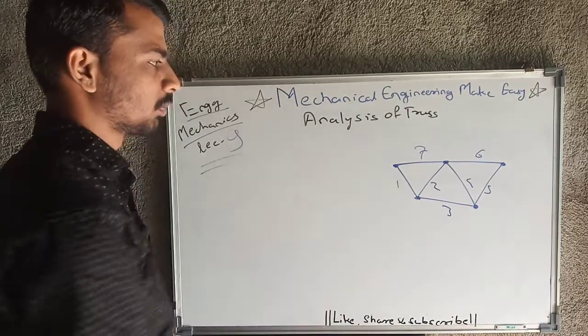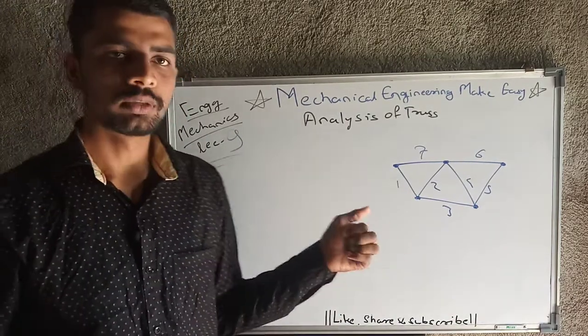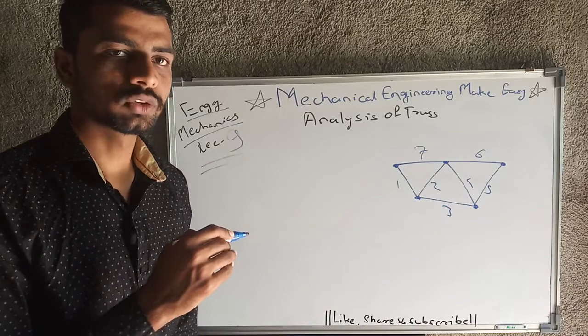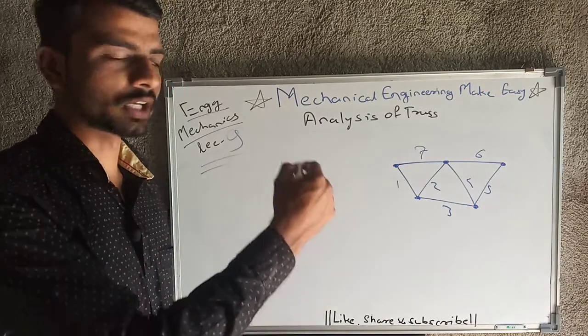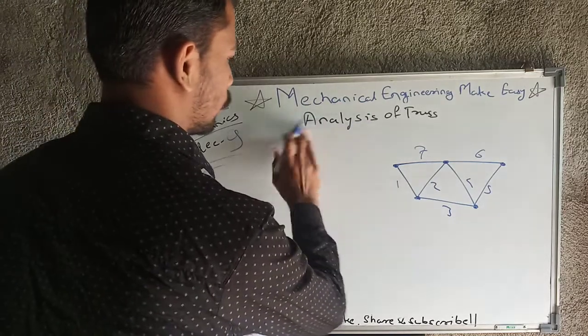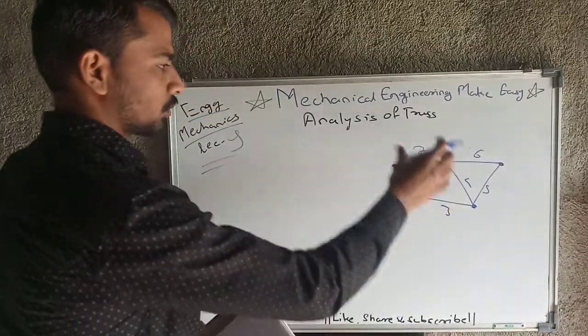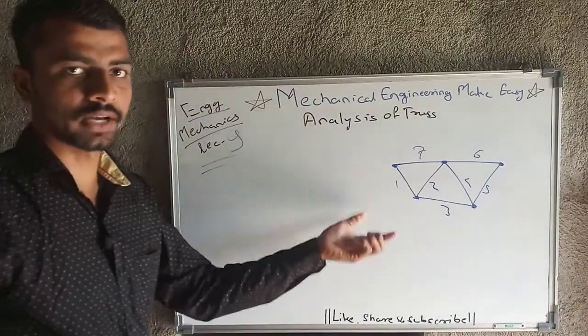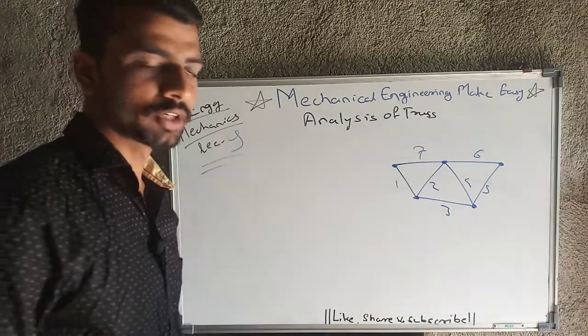And again there is one point, that all the members will be two force members only, means only horizontal force or vertical force. I have only given you a basic idea about analysis of truss. What exactly is analysis of truss? That is nothing but to calculate the forces which are acting on the members of the truss.